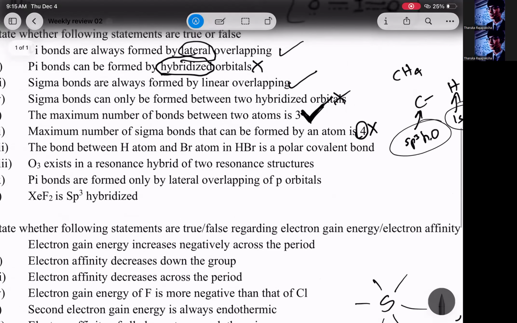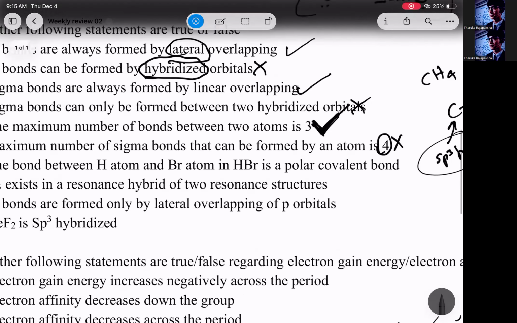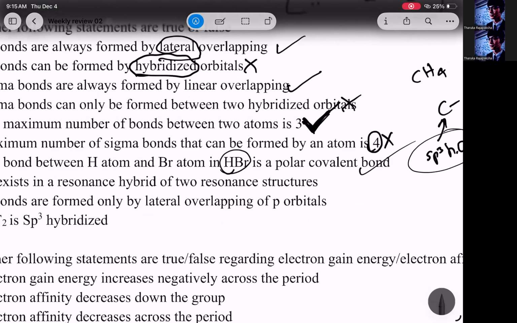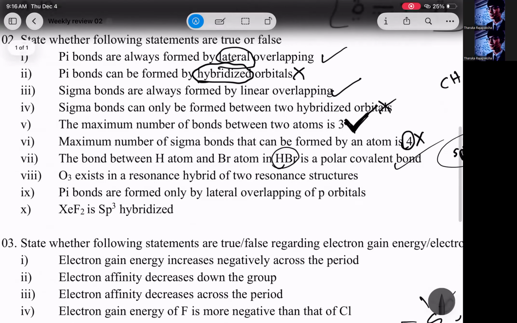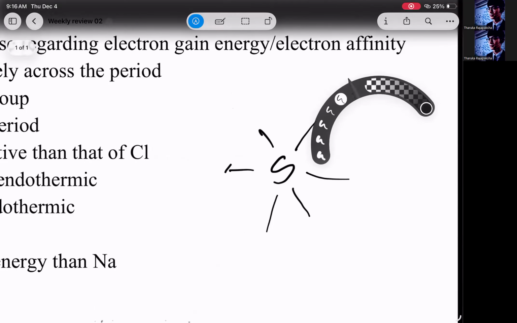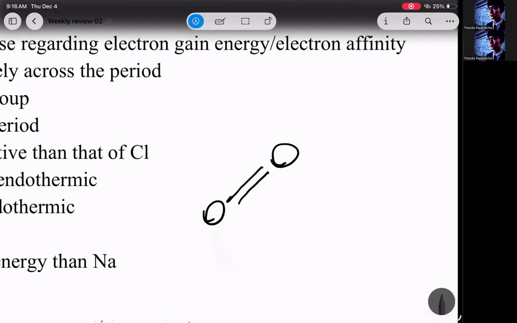Then seventh one, the bond between hydrogen atom and bromine atom in HBr is a polar covalent bond. That is correct. H and Br have an electronegativity difference. So therefore you can tell it's a polar covalent bond. That's correct. Then ozone exists in a resonance hybrid of 2 resonance structures. So I gave this as homework also, the ozone molecule. To draw the resonance hybrid, I'll do it here itself.